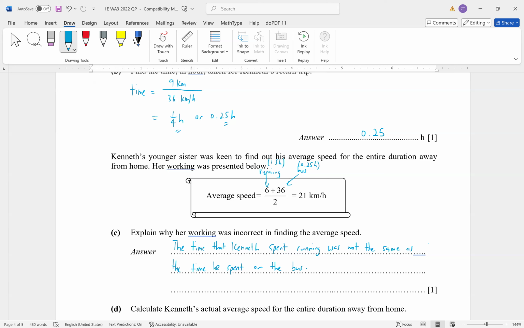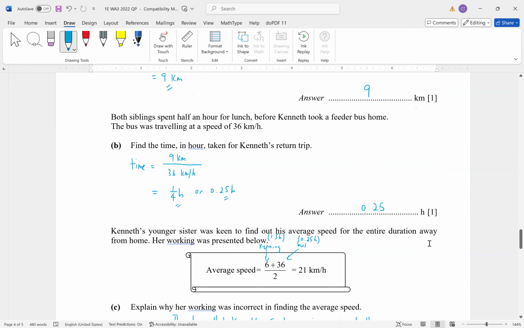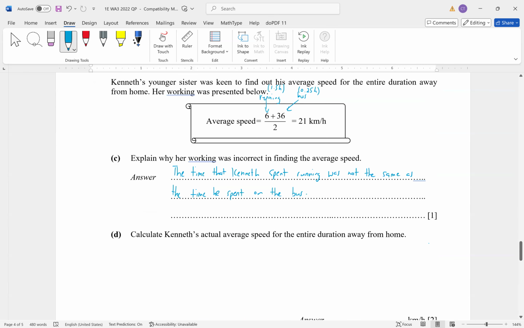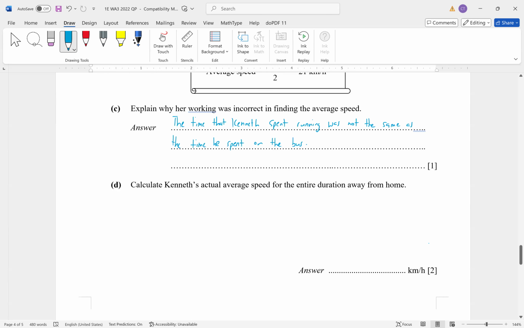Okay. But another thing that you can talk about in this question was also this part. He actually spent half an hour for lunch. So for half an hour they were actually stationary, seated there eating their lunch. Which means that there will be half an hour whereby the speed is 0, and this was not taken into account for this question. Okay, so that could also be something that you can write about, right? Okay, calculate Kenneth's actual average speed.